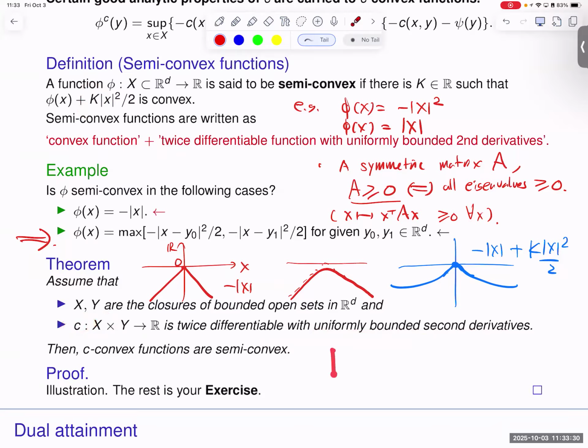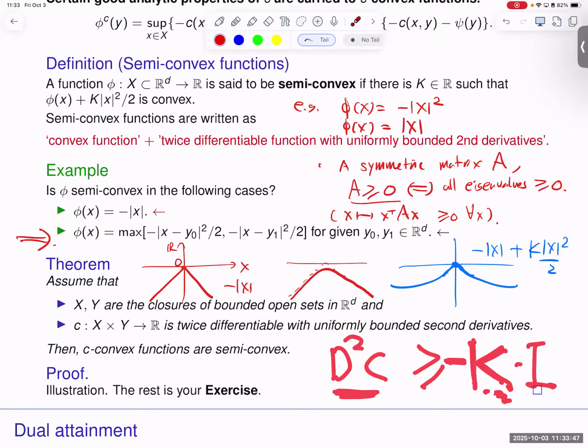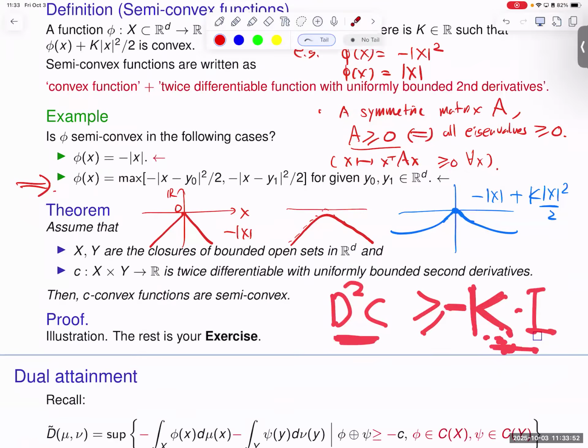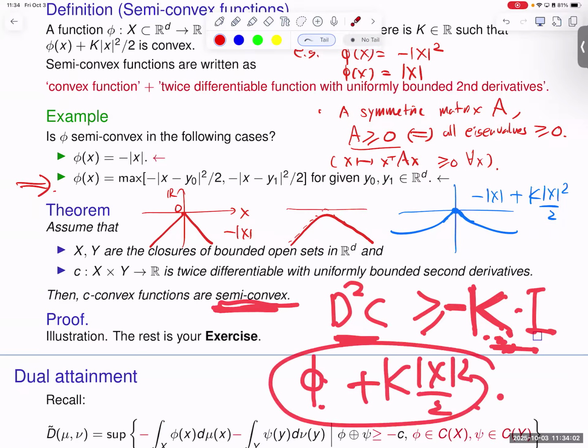The lower bound of the second derivative of the cost function can be bigger than K. This K, by the way, can be negative, so it's like negative K times identity. So if this Hessian has this property, then your c-convex function will be semi-convex, where you can just add K times x squared over 2 to your function, and then this one will be convex.